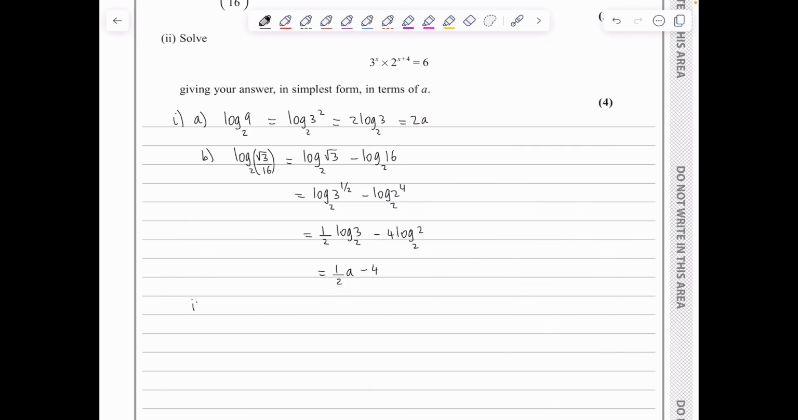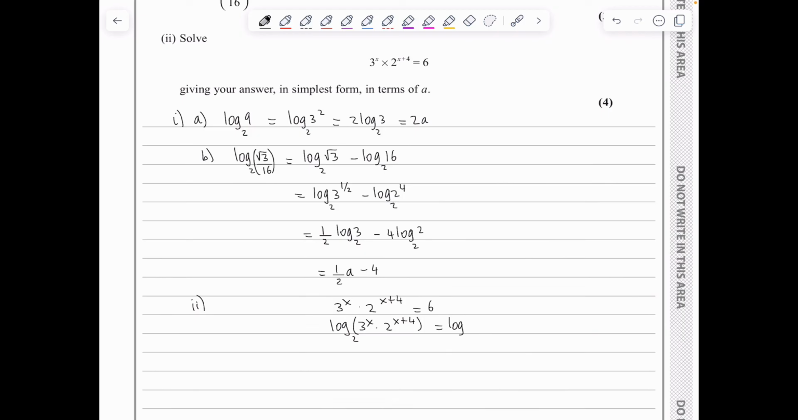In part II, we are asked to solve 3 to the x times 2 to the x plus 4 equals 6, giving our answer in its simplest form in terms of a. So let me start with what we're given. It's 3 to the x times 2 to the x plus 4 is equal to 6. So I will take logs of both sides, base 2.